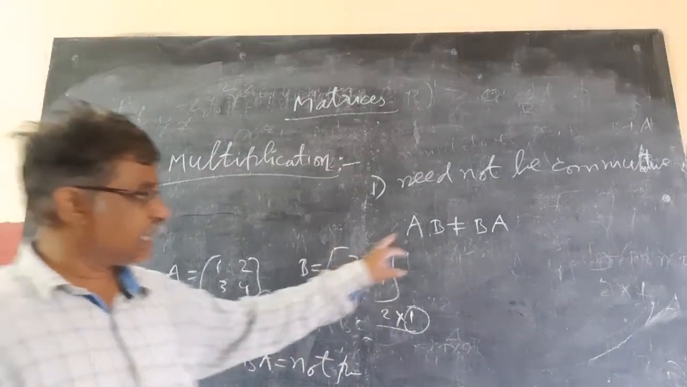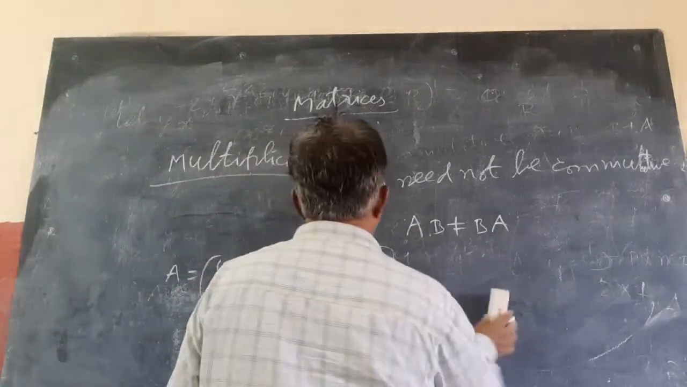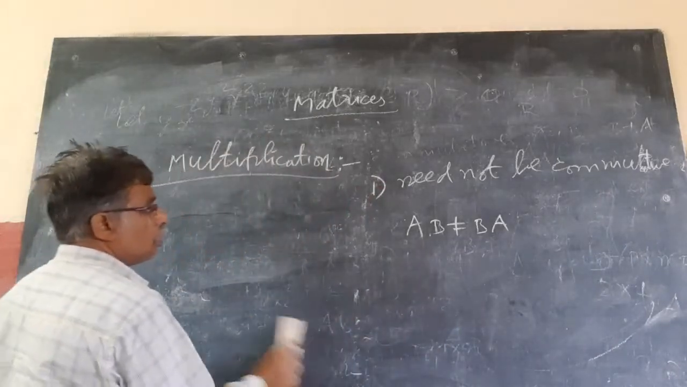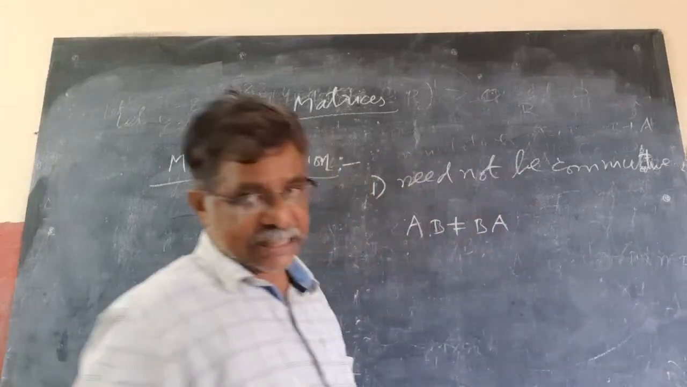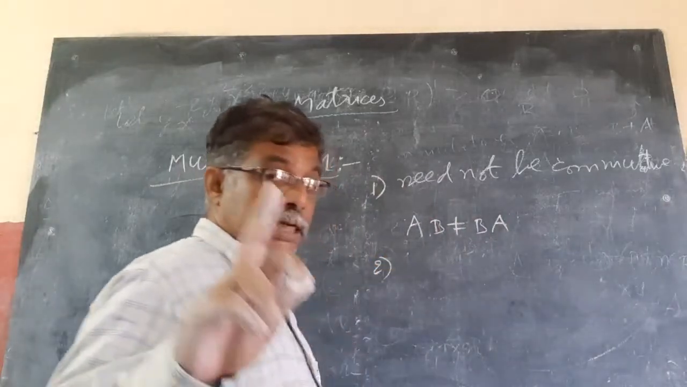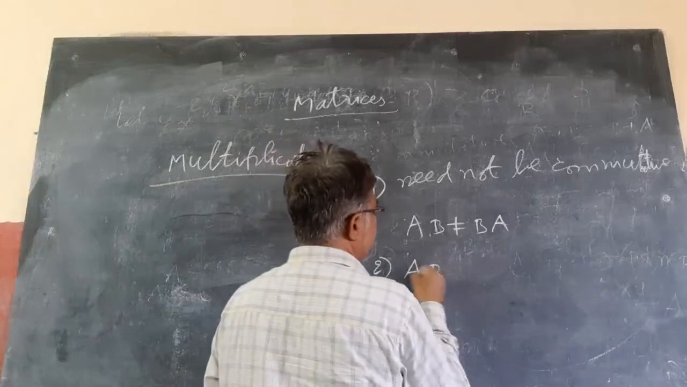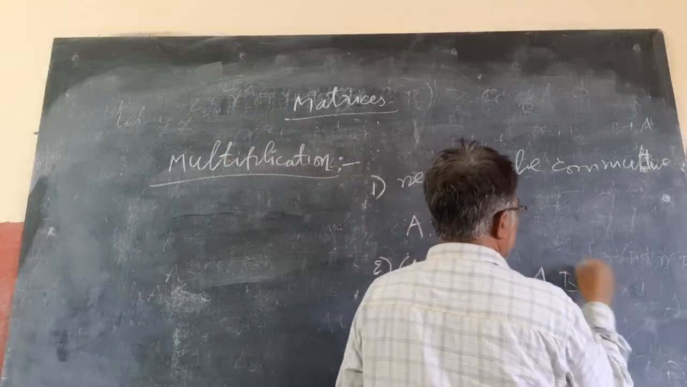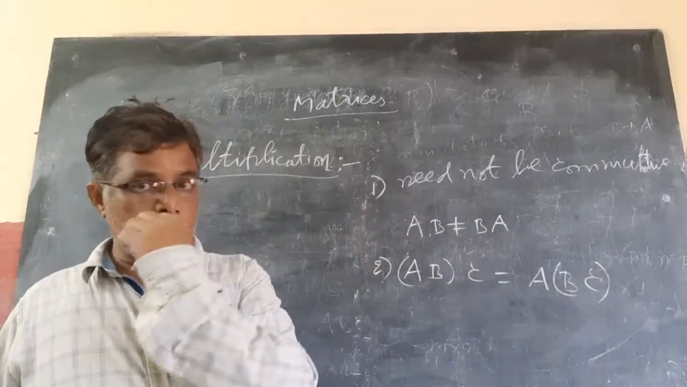So usually we will say they are not equal. That's why we will say commutative need not be applicable. So not commutative under multiplication. Addition is commutative, but multiplication need not be commutative. But multiplication is associative. (AB)C is equal to A(BC). Multiplication is associative.